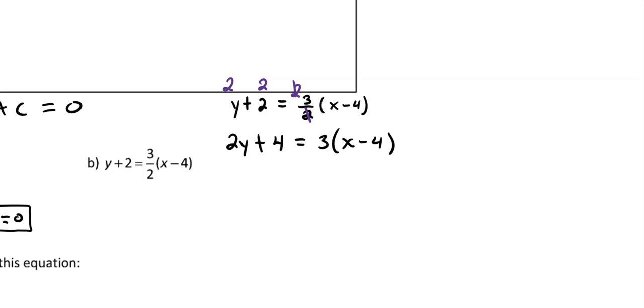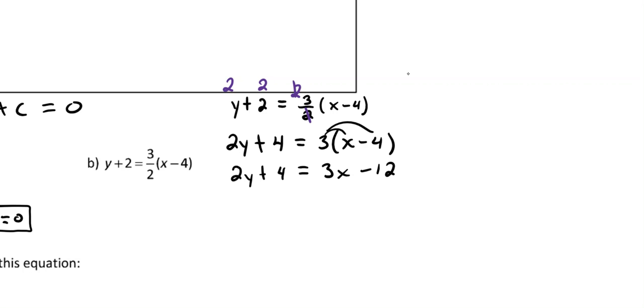It always seems a lot easier when there's no fractions, right? So what would you do now? Yeah, we got to get rid of those brackets, right? So let's get rid of those. We'll distribute that. So we'll write it all again. We got 2y plus 4 is equal to, and then 3 times x is 3x. 3 times negative 4 is negative 12. Okay, this is looking good.